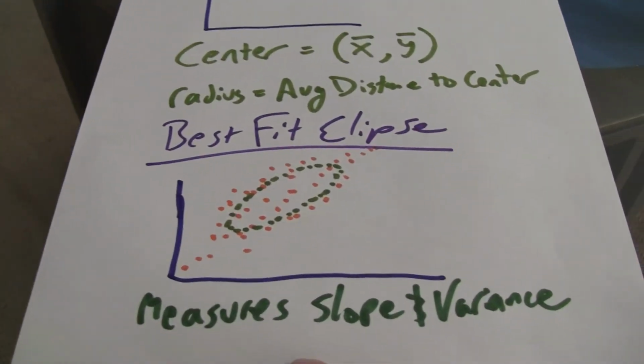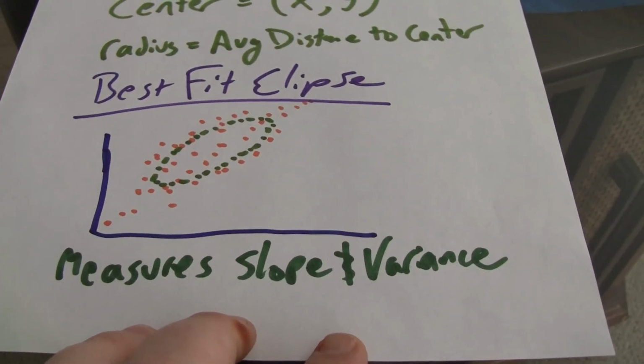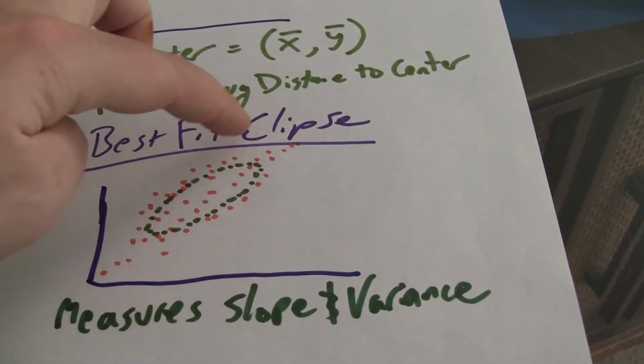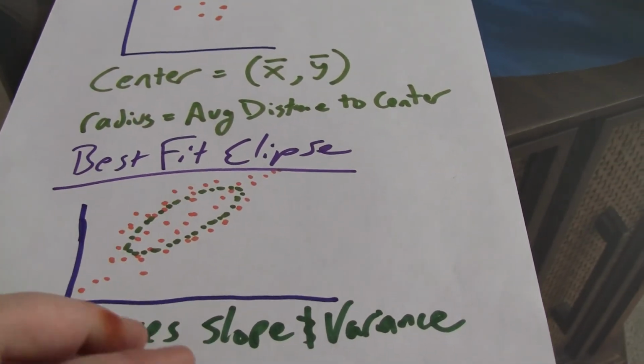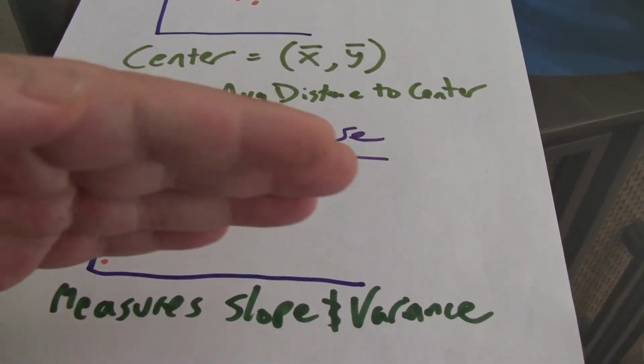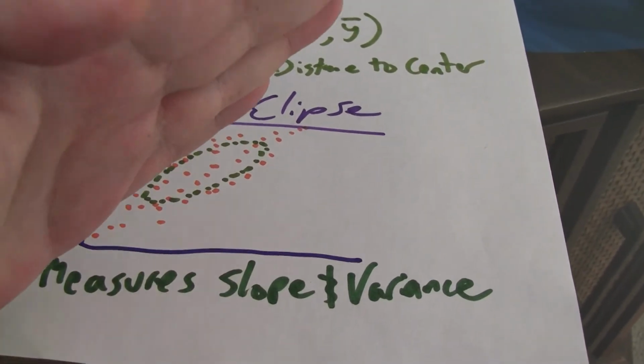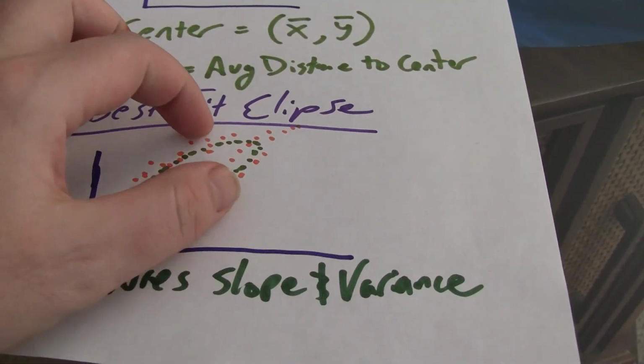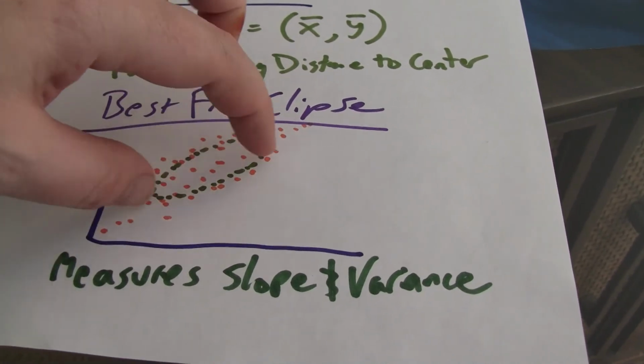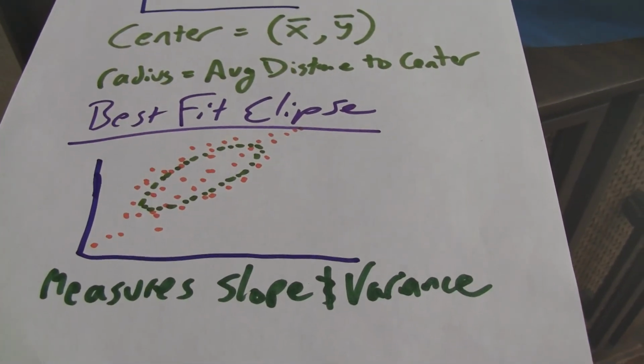And another idea I'm really into is something I've been thinking about called the best fit ellipse, where we draw an ellipse in the data. The reason I like that is the ellipse has some slope to it, so we're measuring the slope of the data, plus it spreads out, so we can measure the variance of the data as well with the ellipse.